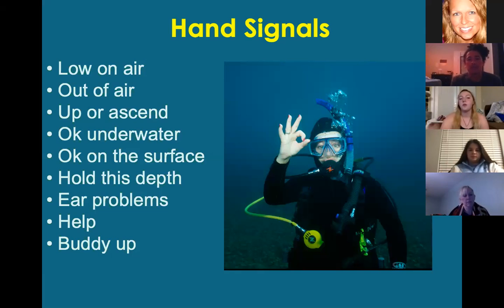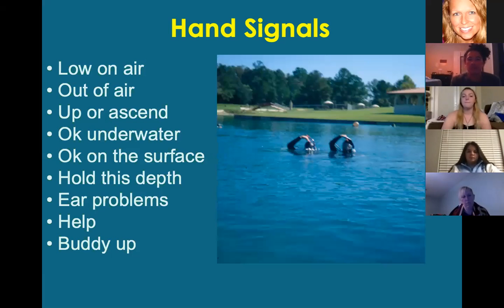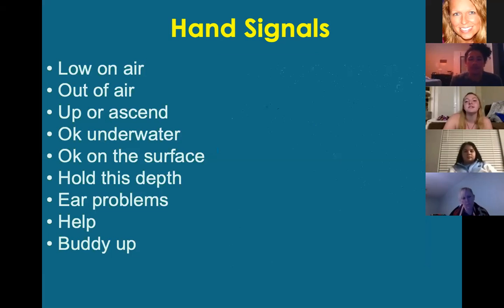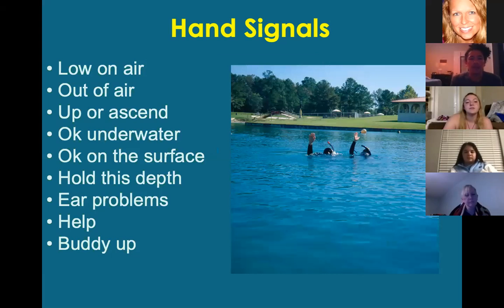Okay, underwater. So this is going to be okay underwater. And then what's this one? On the surface. Yes, okay, on the surface. And then this one, what does this one mean? Help. Yeah, help. You're waving, you're saying help me.